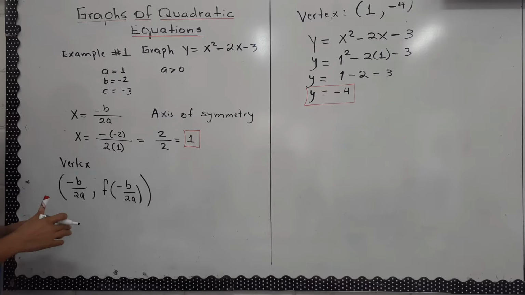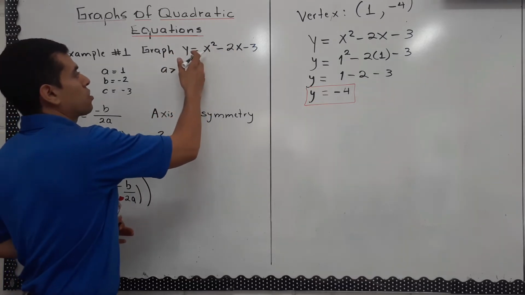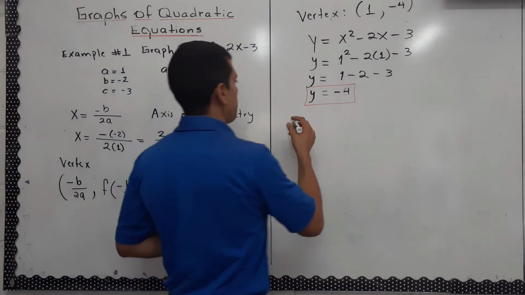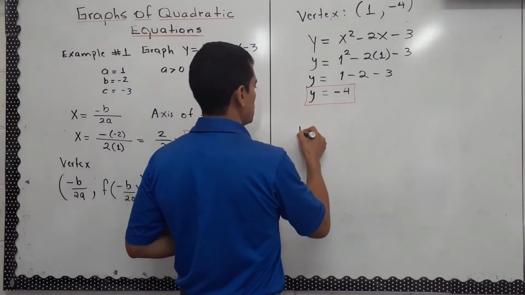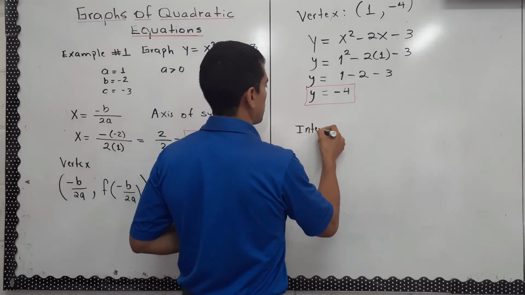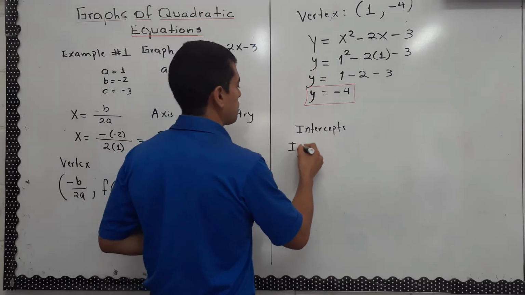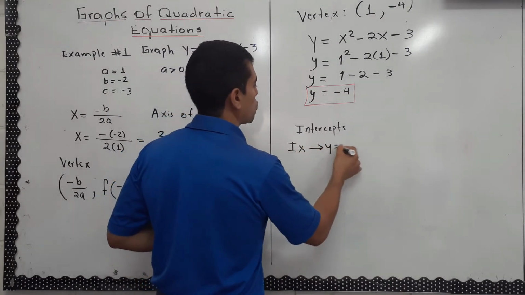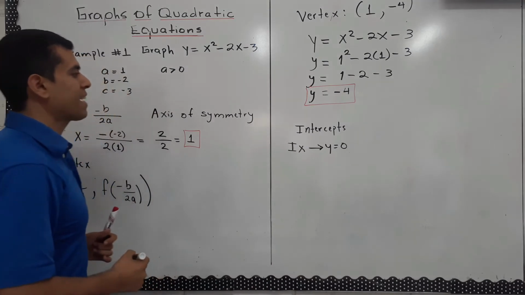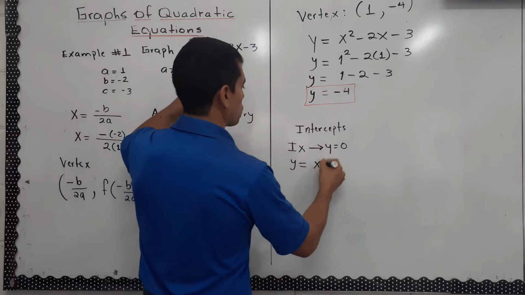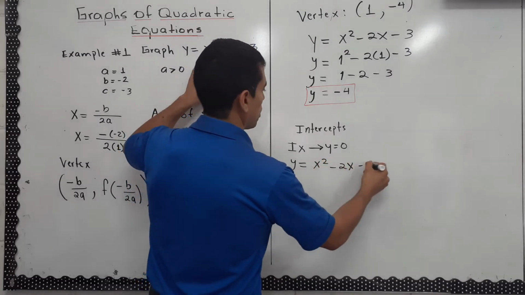Then the third step in this case is finding the intercepts in x and the intercept in y. If we find the intercept in x, we are going to find it when y is equal to 0. In that case, I'm going to write my function y is equal to x squared minus 2x minus 3.